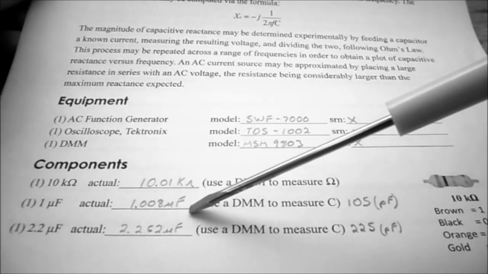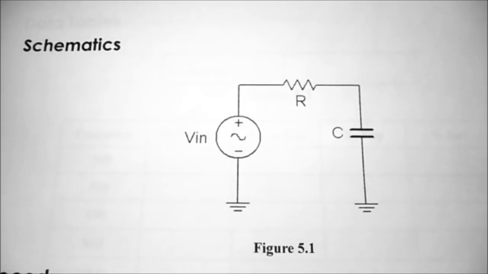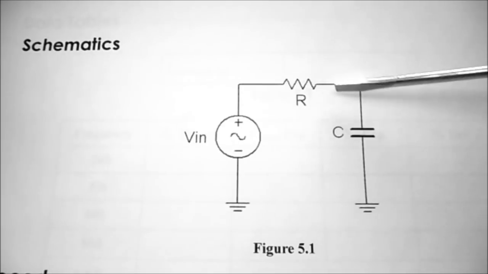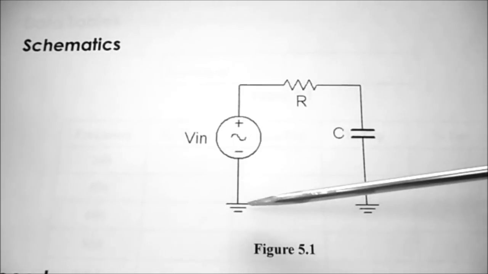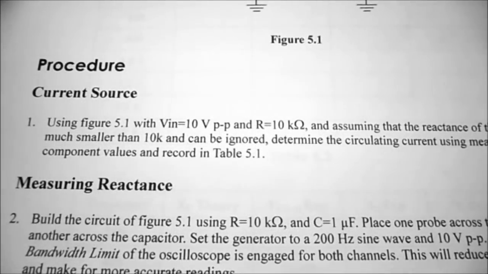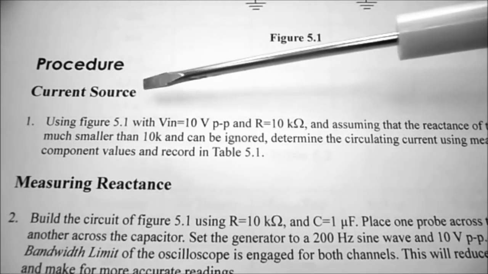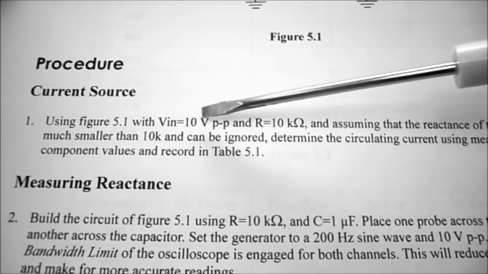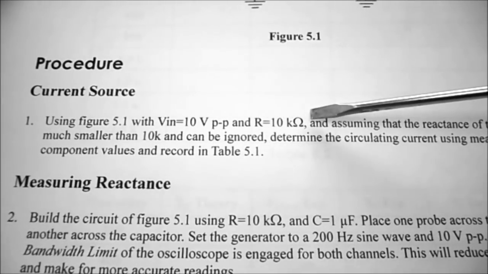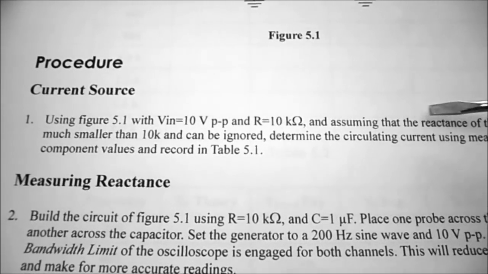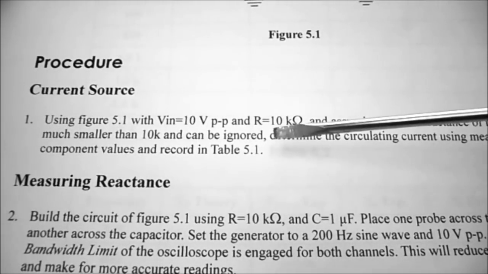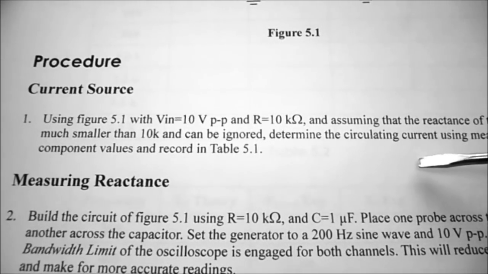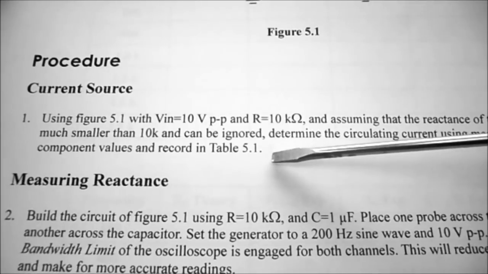We have a simple series circuit schematic, and that is the symbol for our function generator. One resistor, one capacitor that connects back to the common on the function generator. So under procedure, the first thing we're going to do is create a current source. Using figure 5.1 with Vin as 10 volts peak to peak and R of 10K, we're going to assume that the reactance of the capacitor is much smaller than 10K and can be ignored. So we want to determine the circulating current using measured component values and record it in table 5.1.